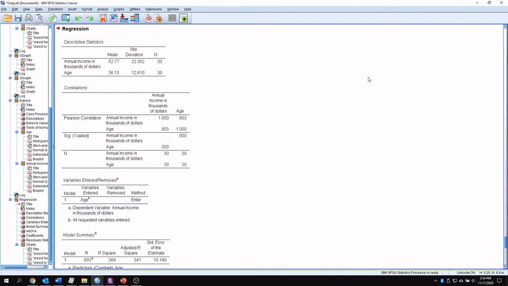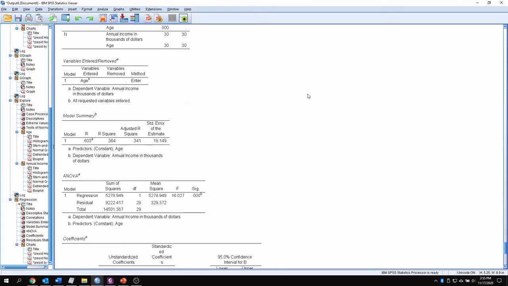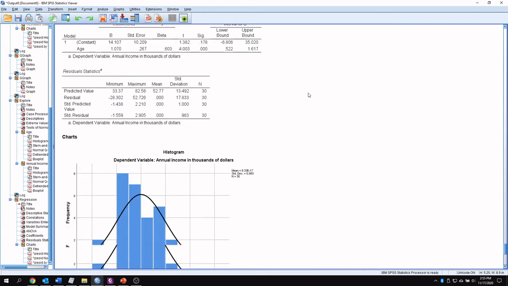So the first thing that we can look at here is our means and standard deviations. Our annual income average is around 52,000, and our average age is 36. If we look at the correlation, we'll see that there's a large correlation between these two variables, represented by an R of 0.603.